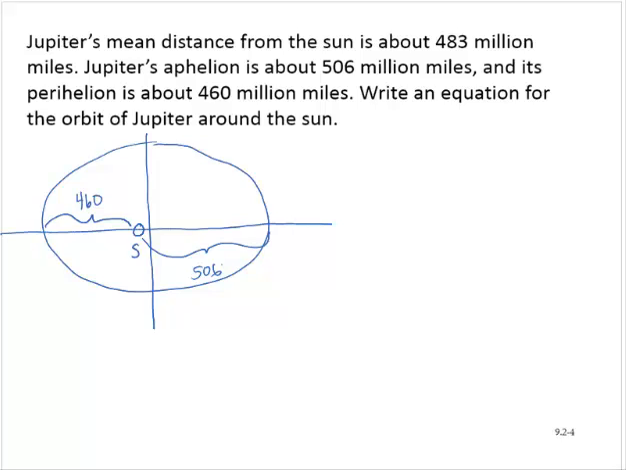Now, we are told that the mean distance from the Sun is about 483 million miles. So it turns out that that mean distance is equal to what we've called the length of the semi-major axis. So the length of the semi-major axis is 483.